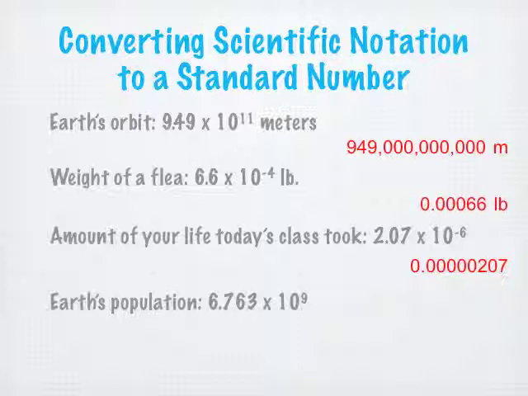The Earth's population, would I take that exponent to the left or the right? Okay, I'm going to take it to the right and make the number bigger. So I move it past the 763, and then I add on 6 more zeros. So that is just converting numbers back and forth. We will do other things with our scientific notation in the next video.